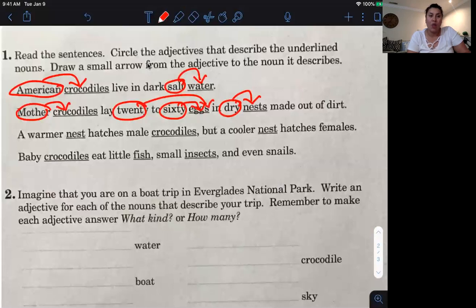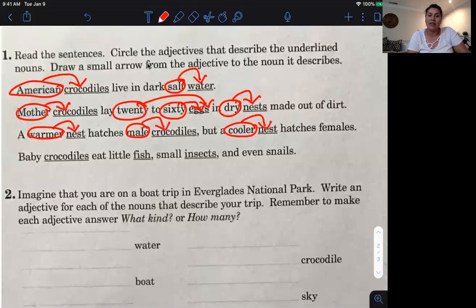All right. A warmer nest hatches male crocodiles, but a cooler nest hatches female crocodiles. There's another fact I didn't know. What kind of a nest? Warmer nest. What kind of crocodiles? Male. And what kind of a nest? A cooler nest is going to hatch the females. Nice. All right, last one.